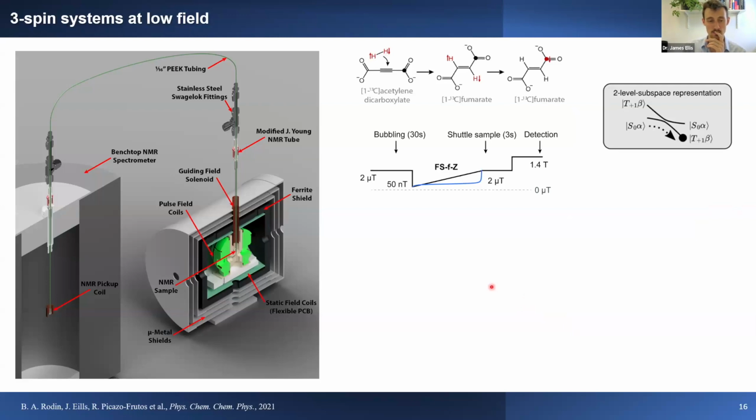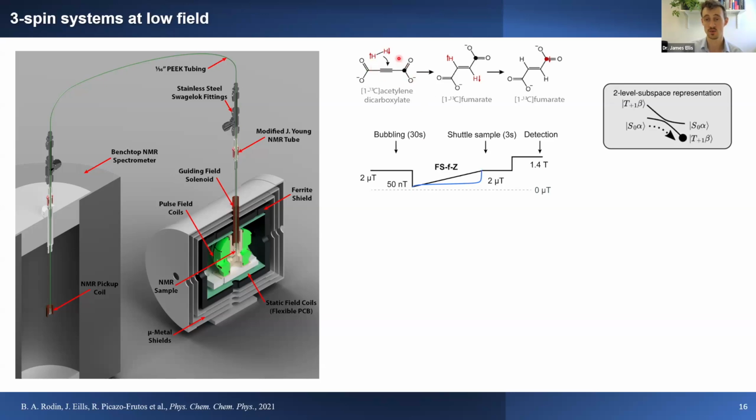Okay, so here's a real example of this. Here's what the experimental apparatus can look like. We have this magnetic shield, so our sample can be held in an NMR tube inside the magnetic shield, and we have coils around the sample. Those pulse field coils allow us to apply well-defined magnetic fields. We can bubble parahydrogen through the sample to hydrogenate the molecule.